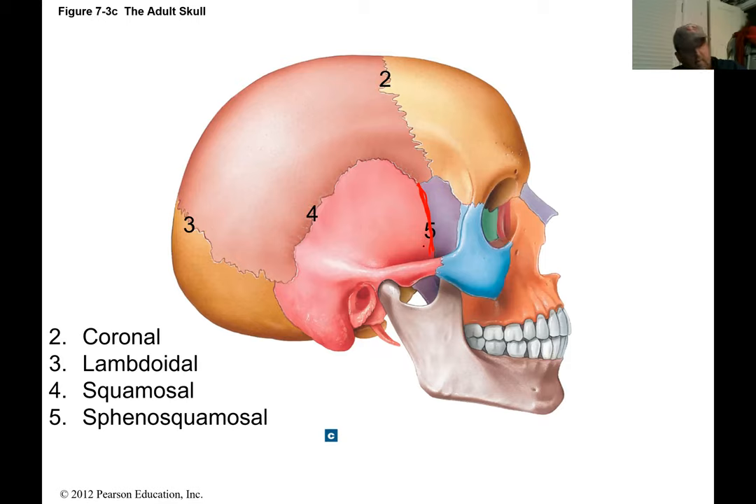So you have a total of 5 sutures that you need to know, and they're listed on page 32 of your lecture workbook.